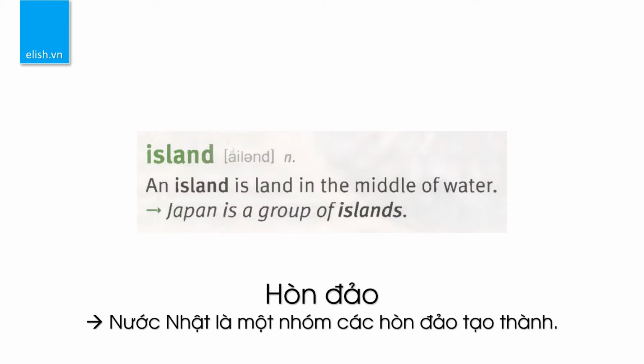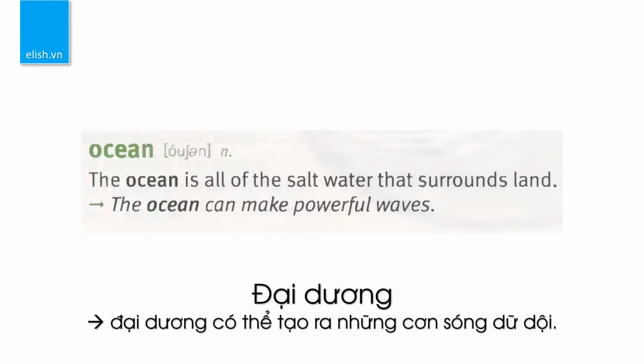Island. An island is land in the middle of water. Japan is a group of islands. Ocean. The ocean is all of the salt water that surrounds land. The ocean can make powerful waves.